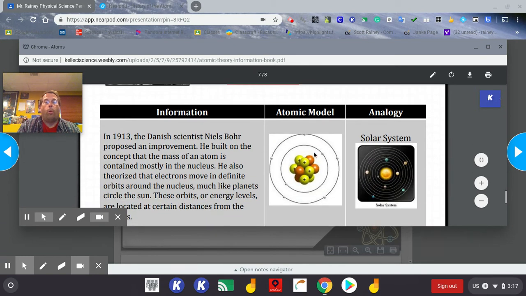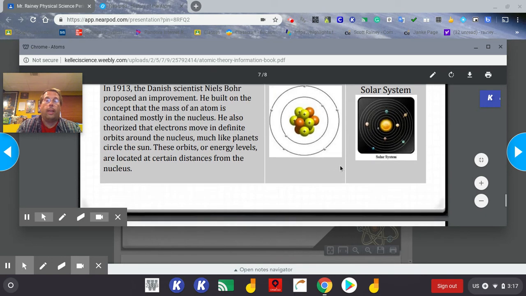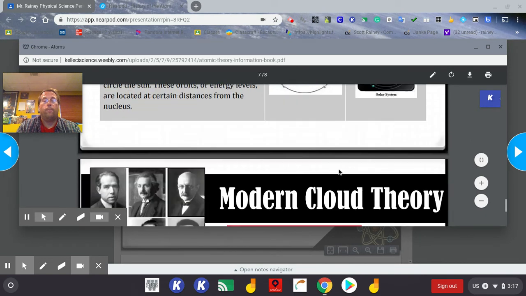Then we had Niels Bohr, who came along, and the middle was already decided about the nucleus with the protons and the neutrons. What he gave us is kind of the planetary model of electrons, that electrons orbit the nucleus at certain energy levels, and they can move back and forth through the energy levels.